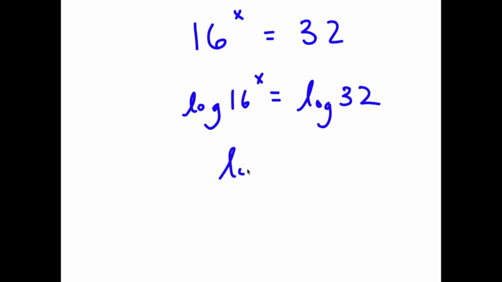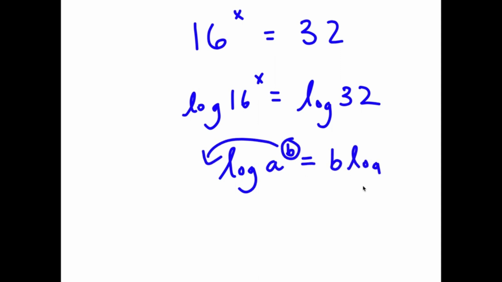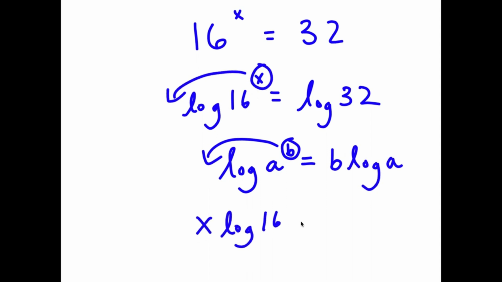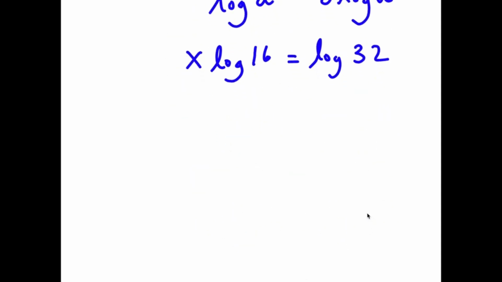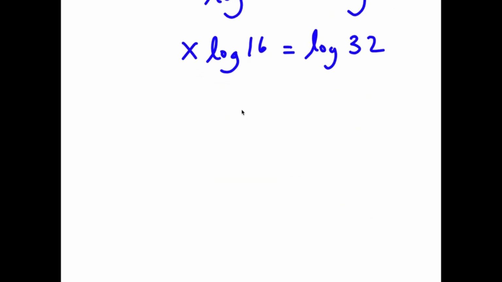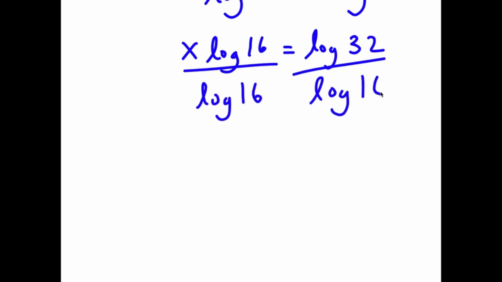Now if I have something in the form log a to the power of b, I can move my exponent b to the front. So this is equal to b times log a. So for log 16 to the power of x, I can move x to the front. So now I have x times log 16, which is equal to log 32. Now I'm going to divide both sides by log 16. So these two cancel out, and I have x is equal to log 32 over log 16.